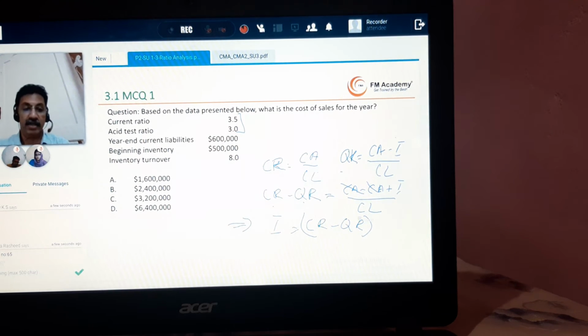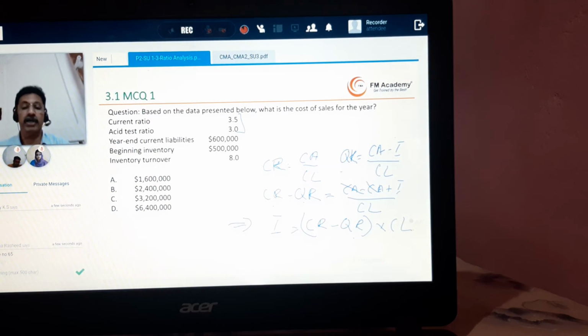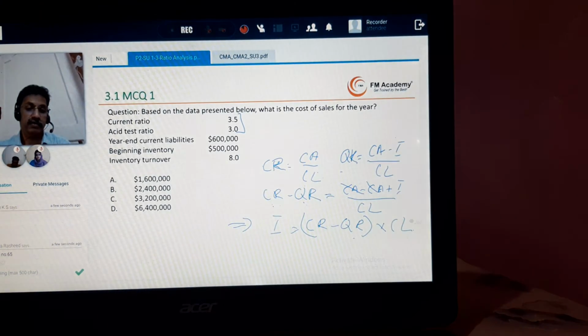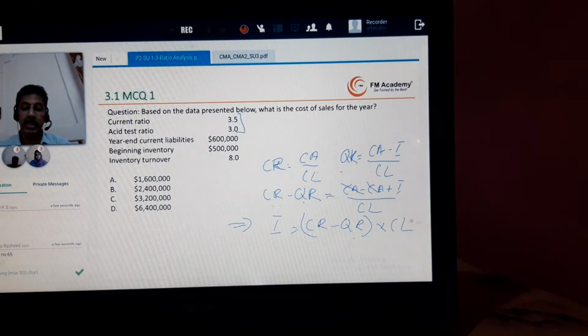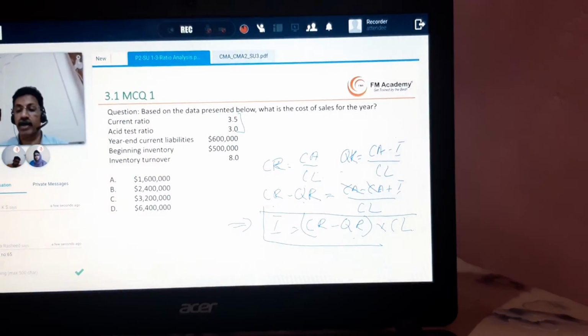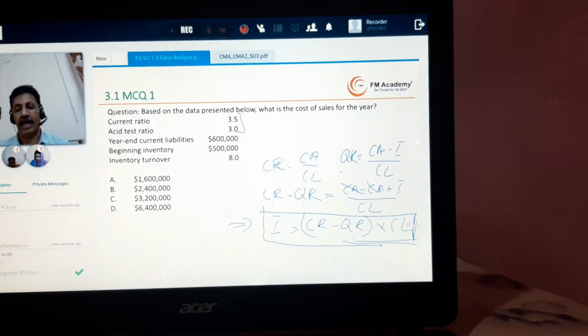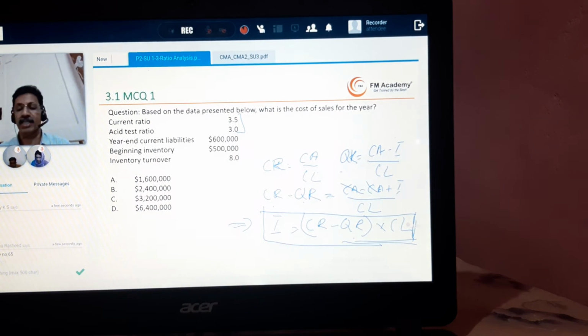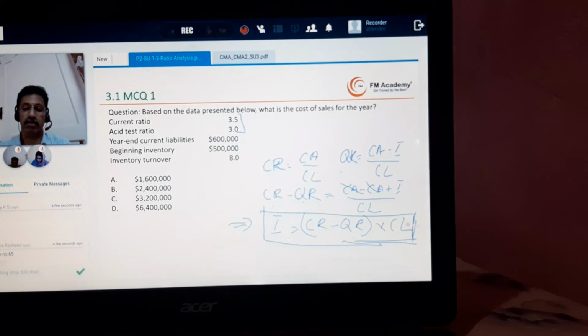The difference between current ratio and quick ratio, into current liability, will be equal to inventory. Okay, just write it down somewhere. This is a very useful relationship. But this is an assumption that there are no other assets. But that assumption is valid for at least one examination question, so it is worth remembering.